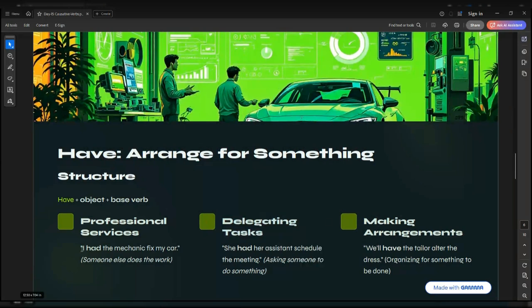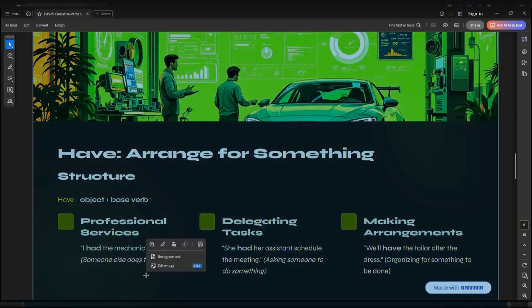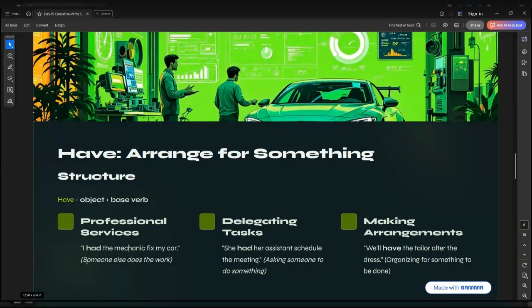For example, I had the mechanic fix my car. Here I'm arranging for the mechanic to fix something, right? So again, the arrangement is here. So I had the mechanic fix my car. Had is have, mechanic is the object, and the base verb is fix. Someone else does the work. This is an example of someone else doing the work.